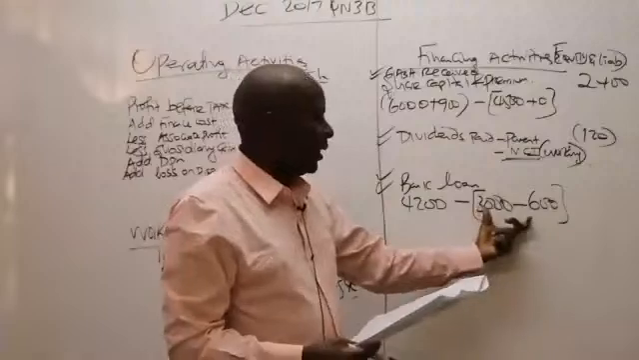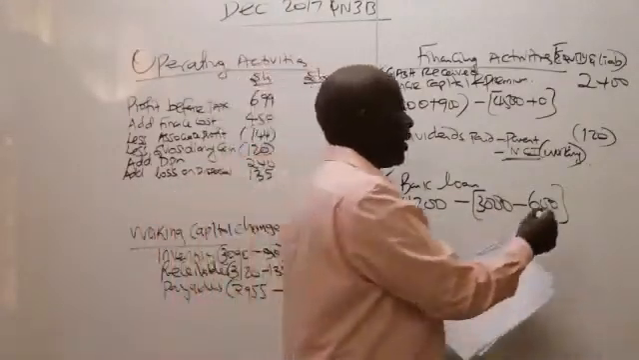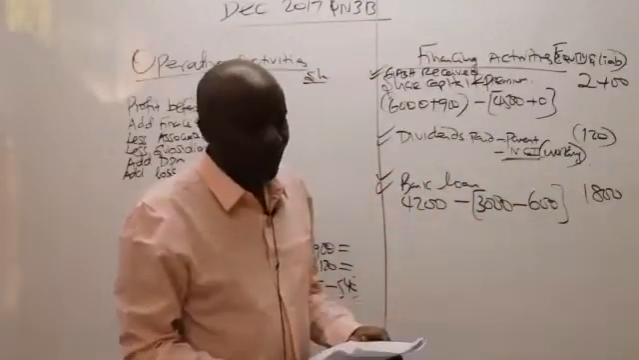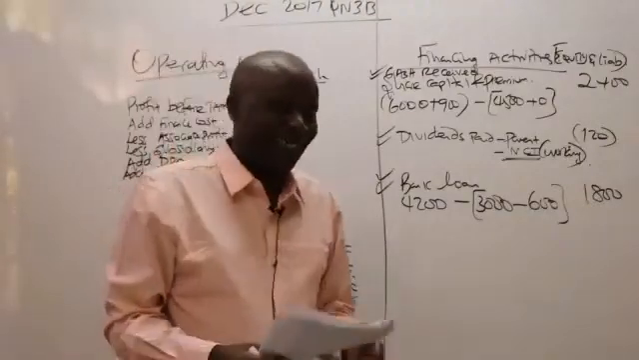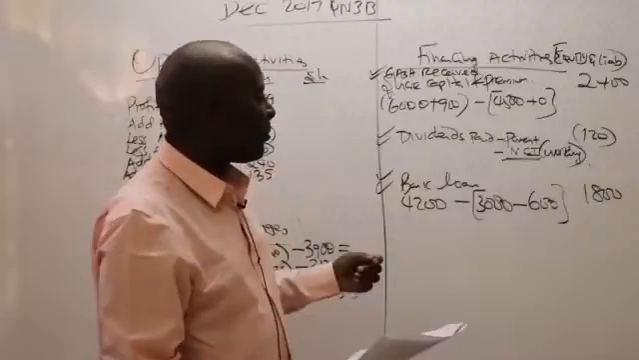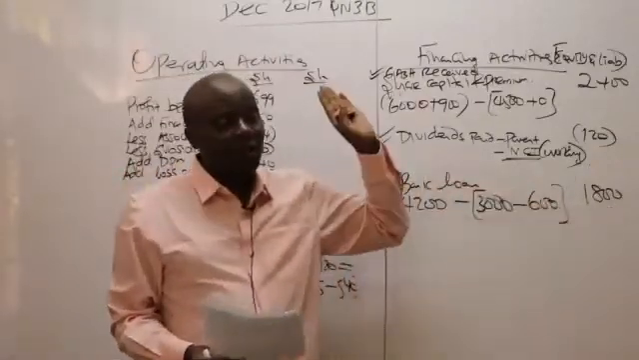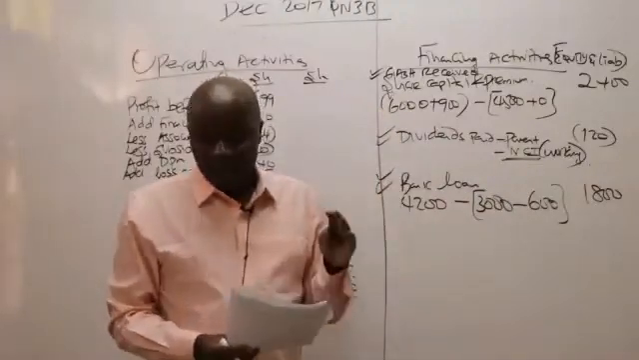Hebu subtract hii alafu less kwa hii for 200. Uniambia inakuja ngapi? 1,800. So this 1,800, is it a positive or a negative? It's positive. So if it's positive, si lazima uandike narration, wachana ikiwa positive. It's a cash inflow.